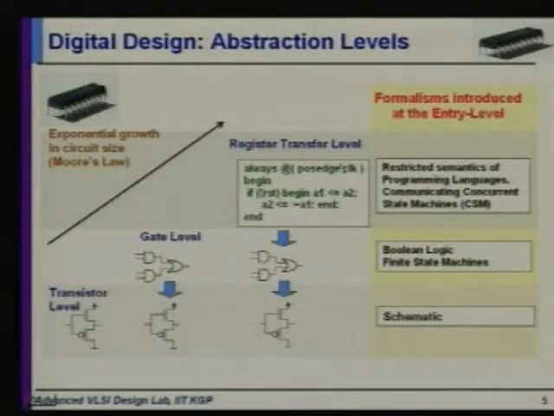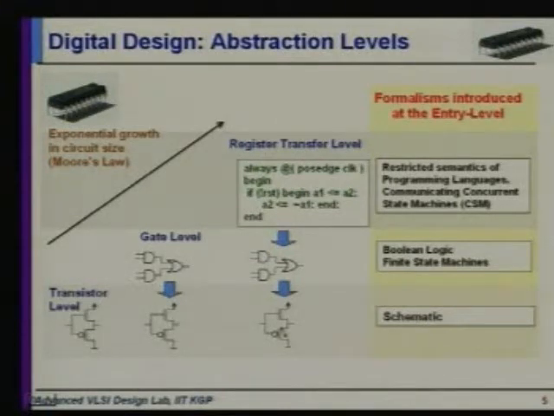You enter the design at this level, and then you have a design compiler which is going to take this and produce the gate level design, and then again you have a compiler which is going to take the gate level design and then produce the transistor level design. So, it is in this hierarchy that we have to do the design.